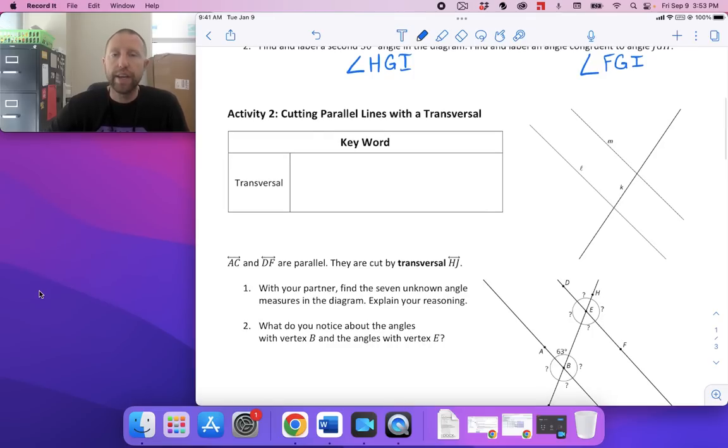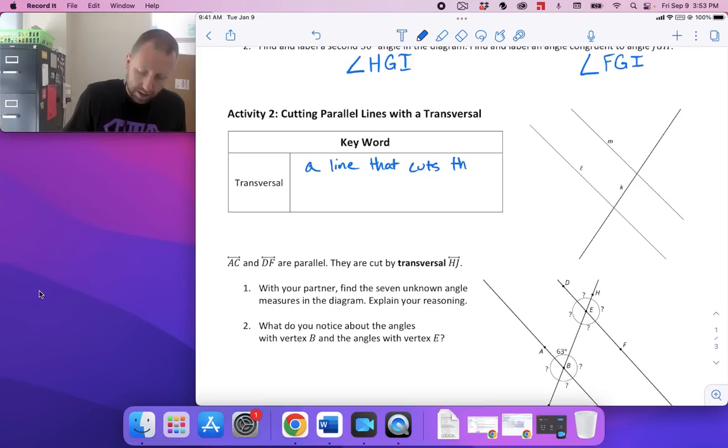Okay. So here, activity number 2, the title kind of gives you what the keyword means. So it says cutting parallel lines with a transversal. And then it says keyword, transversal. So a transversal is what the activity kind of says there. It is a line that cuts through a set of parallel lines.